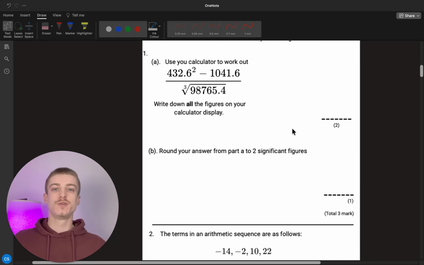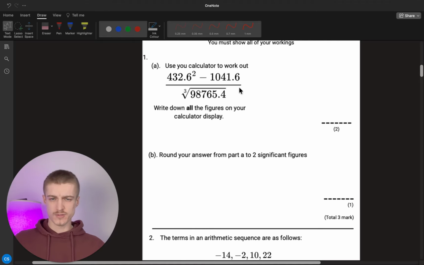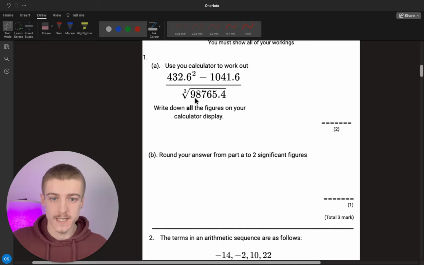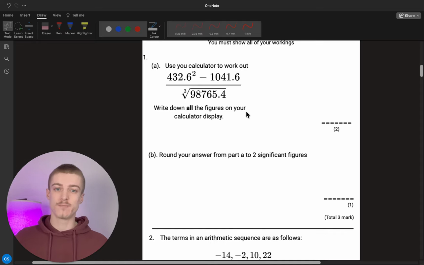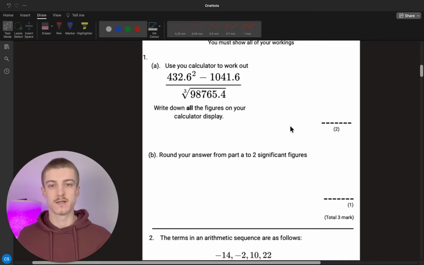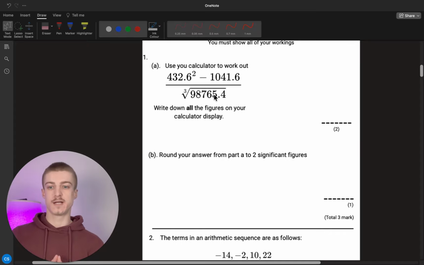So question 1, use your calculator to work out 432.6 squared minus 1041.6 all divided by the cube root of 98,765.4. Write down all the figures on your calculator display. So it's just checking that you can use your calculators correctly, okay?